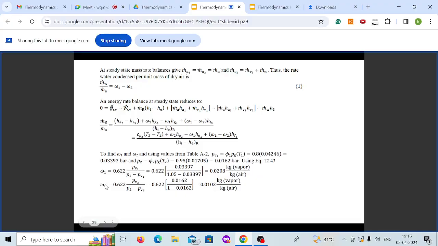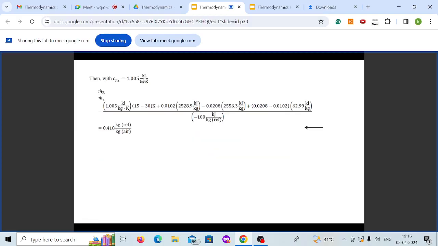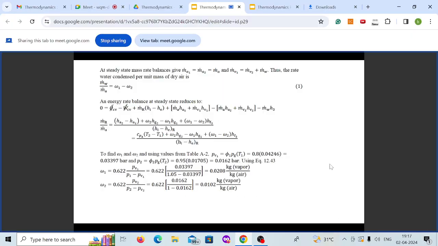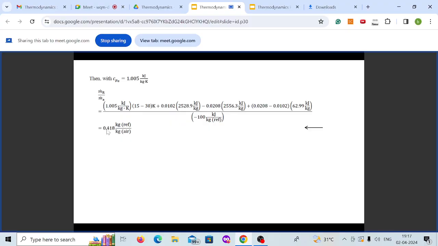Similarly, the specific humidity at exit is 0.0102 kg of water vapor per kg of dry air. So now we know the specific humidities. On substituting in the above equation, we'll find out that your mass of refrigerant required per mass of dry air is 0.418. So for 1 kg of dry air, to make it 15 degrees Celsius and 95% relative humidity, the refrigerant required is 0.418 kgs. So that's what it says.